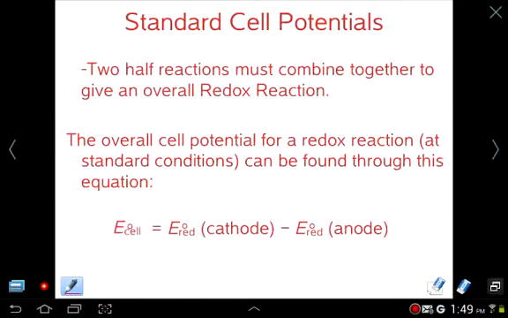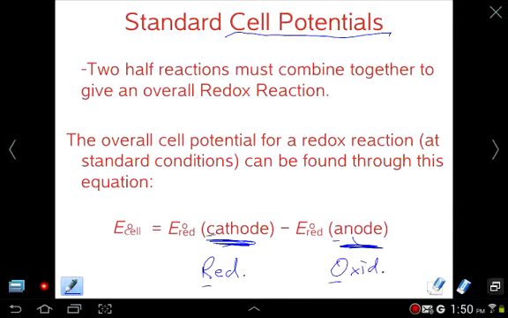So what we're going to do now, because all those are half reactions, is combine the half reactions together to give you an overall reaction for the whole entire reaction. And these are going to be called the overall cell potentials. What we'll have to do is take the cathode portion and subtract the anode portion. Now remember that the cathode is where reduction happens, and the anode is where oxidation happens. Remember, the vowels and the consonants are the way to remember it.